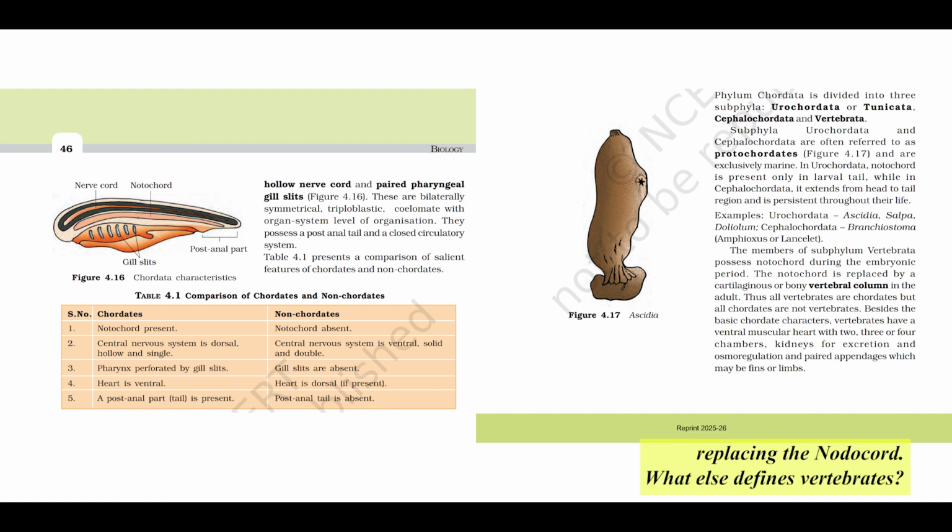What else defines vertebrates? Besides the basic chordate characters and the vertebral column, vertebrates typically have a ventral muscular heart with 2, 3, or 4 chambers, kidneys for excretion and osmoregulation, and usually paired appendages, which may be fins, like in fish, or limbs, like in tetrapods. Okay. And how is Vertebrata further divided?